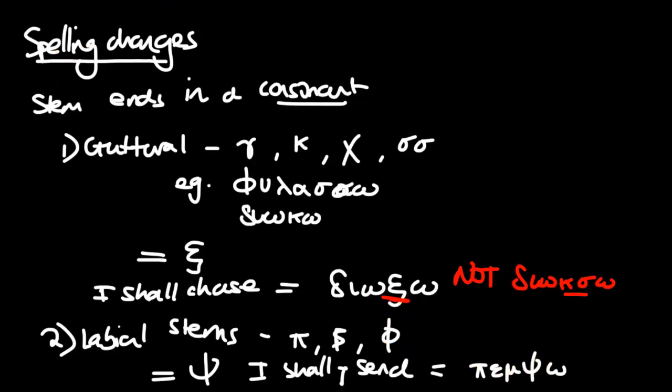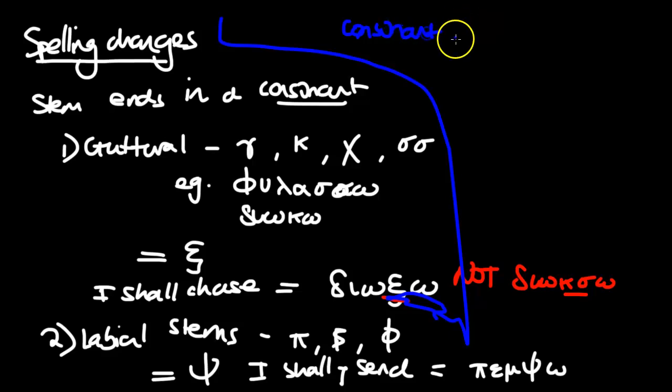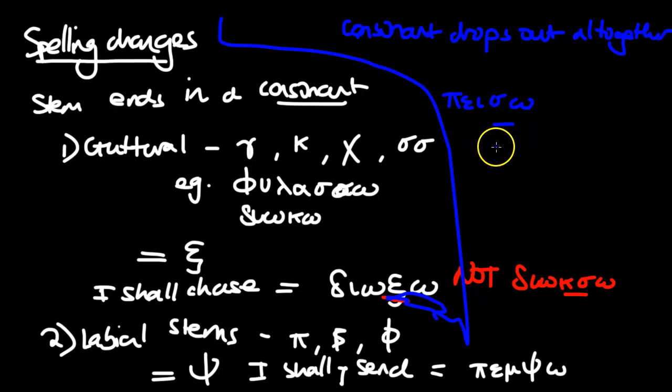And then one last note. Sometimes the consonant drops out altogether. So let's take the example of peitho. Peitho is obviously I persuade. I will persuade is not peithso. That sounds awful. Instead, Greek says peiso, just with the sigma. So you can see that the theta has just completely dropped out. And that is also something to bear in mind.